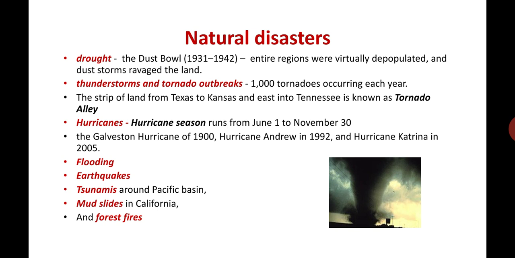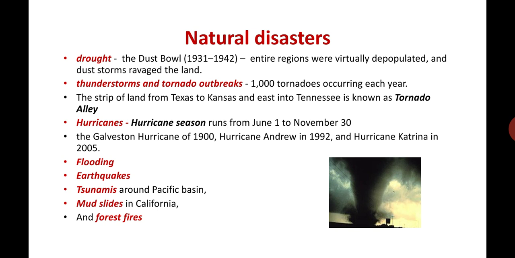On the territory of the United States, there are also thunderstorms and tornado outbreaks. About 1,000 tornadoes occur on the territory of the USA every year. The strip of land from Texas to Kansas and east into Tennessee is known as Tornado Alley. There are also a lot of hurricanes. Hurricane season runs from June 1st to November 30th. The Galveston hurricane of 1900, Hurricane Andrew in 1992, and Hurricane Katrina in 2005 are the greatest hurricanes in the history of the United States.